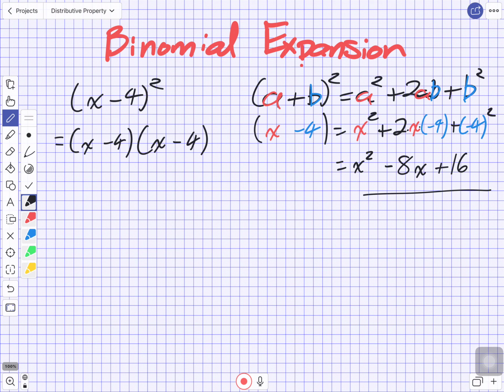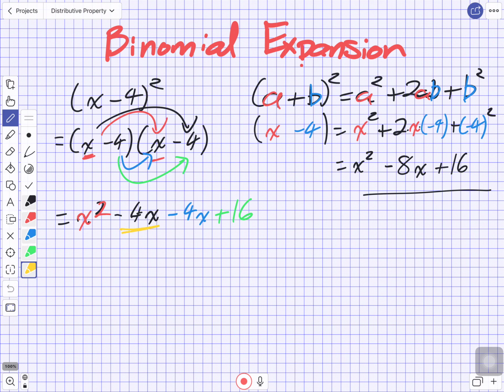So if you remember FOIL, do you want me to write it on the side again? Okay, so that's the first terms, the outside terms, the inside terms, and the last terms. So we're going to multiply those. x times x is x squared. x times -4 is -4x. -4 times x is, I should have color-coded the way we did before. I apologize. Blue now. -4 times x is -4x. And -4 times -4 is positive 16.